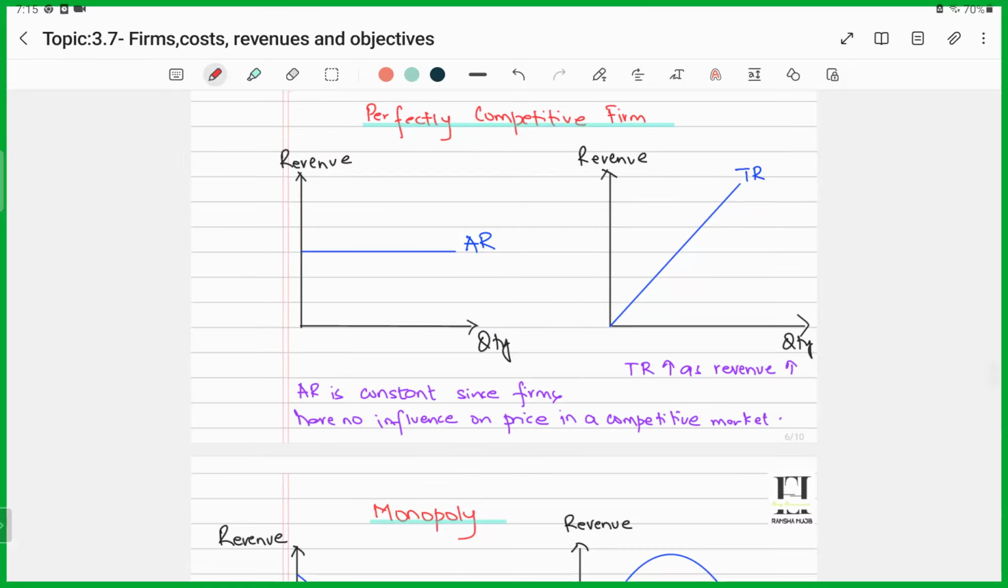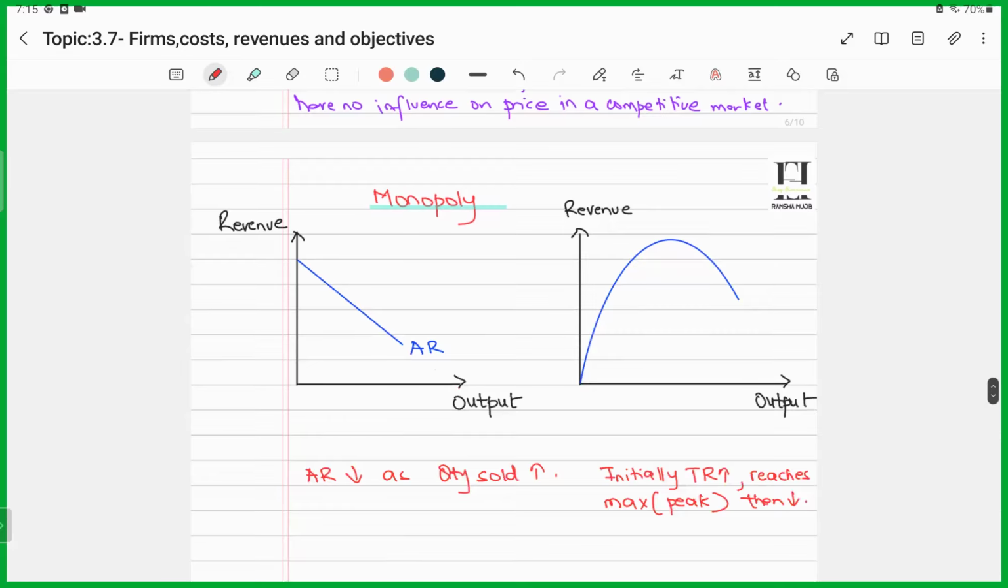On the contrary, this is a monopoly situation where the average revenue would fall as quantity sold rises, because under monopoly they are price makers, right? And if you look at the curve, the second diagram shows the total revenue situation. It shows that yes, there is a sharp increase in the total revenue level, and the total revenue rises. It reaches its max, its peak, and then it starts to fall.